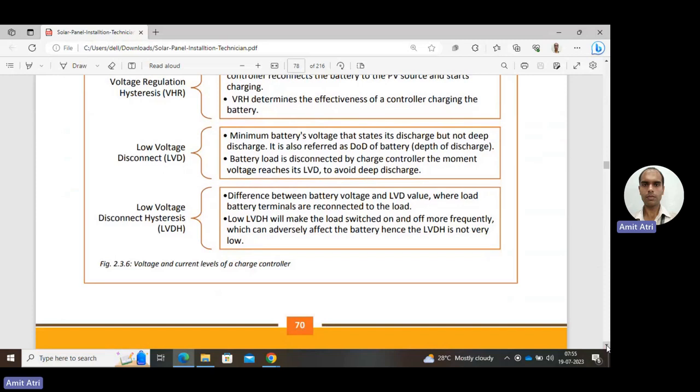So what is happening? Battery is feeding the load. Voltage is decreasing, the charge is flowing out. Now it reaches a minimum safe limit for the battery, and the charge is taken off by the load. At that point, the low voltage disconnect, the load is disconnected from the battery. Then due to the solar panel, the battery is charging again. Immediately the load will not be reconnected up to some level. The voltage starts increasing, it reaches some specific level. After that, the load is reconnected. So this duration, between the minimum value and the reconnecting value, is the hysteresis in the lower range.